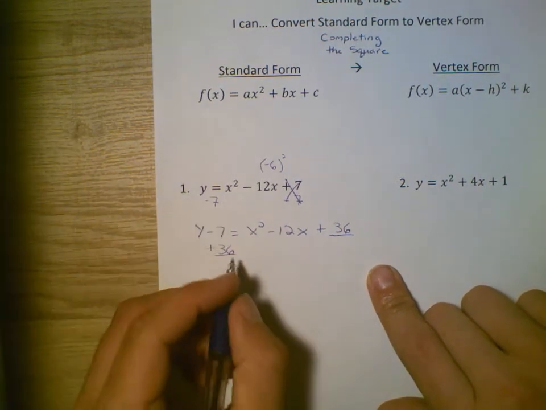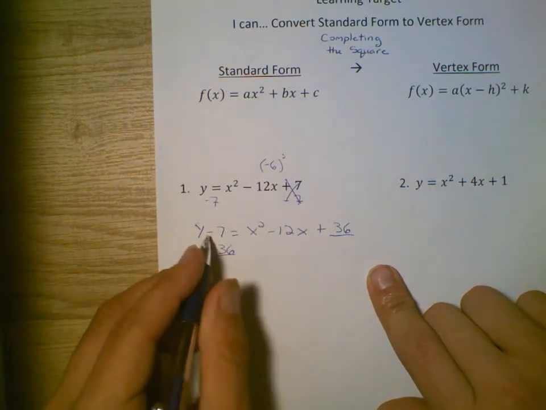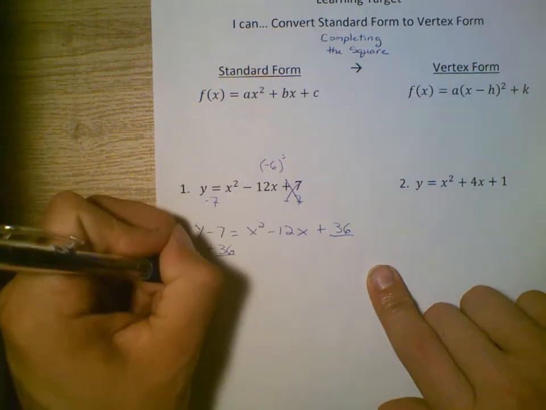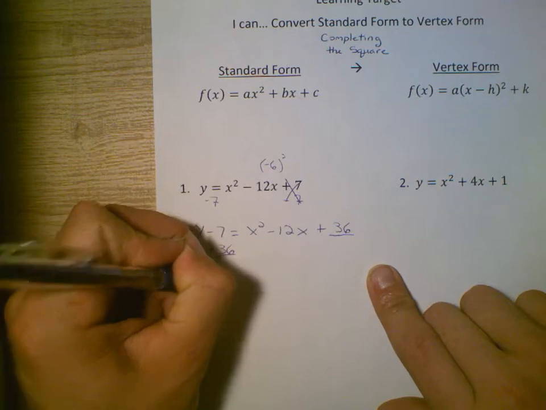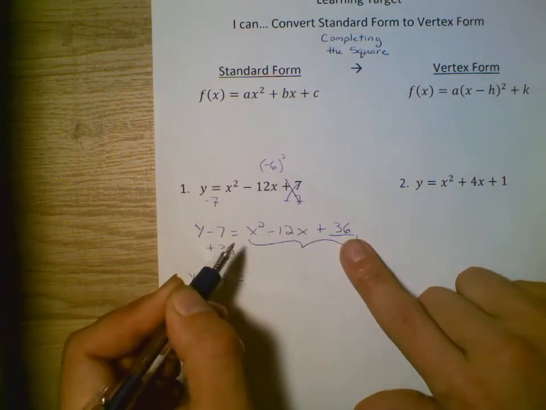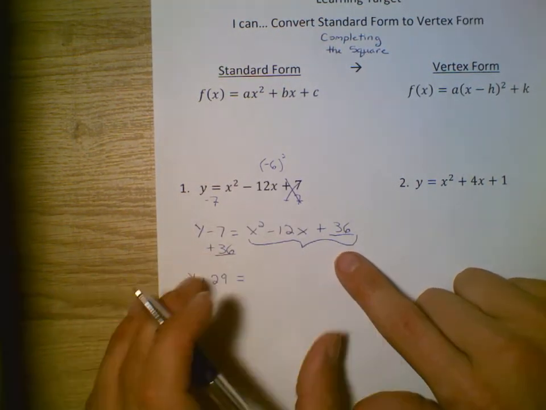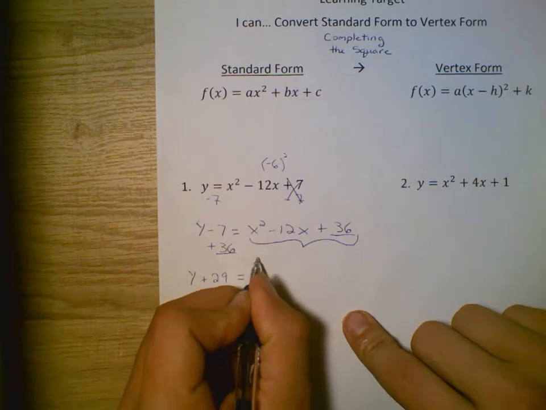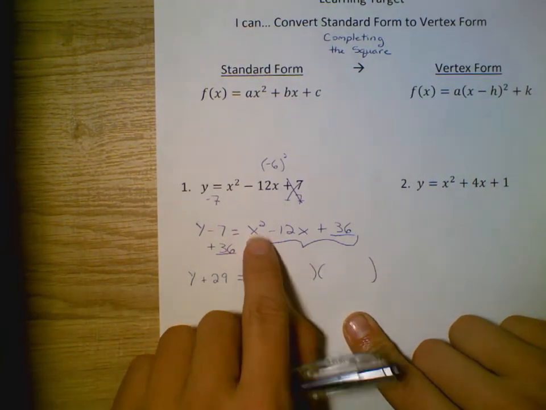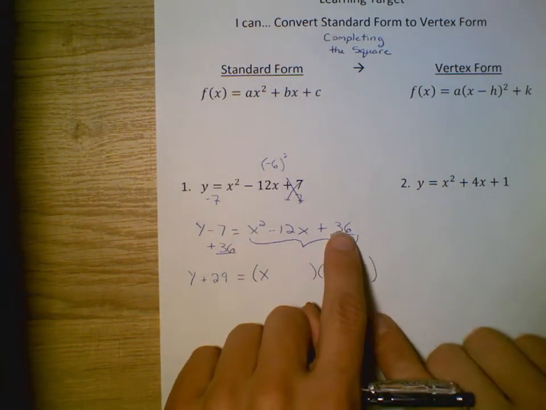What I can do then is I can simplify the left side, which is y minus 7 plus 36. Well, that's going to be plus 29 equals, and then now that I've added this number, I can now factor this, and it should factor into a perfect square. So if I do this using FOIL, I'm asking myself what times what gives me the first term? Well, that's x times x. Then I ask myself what times what gives me the last term?